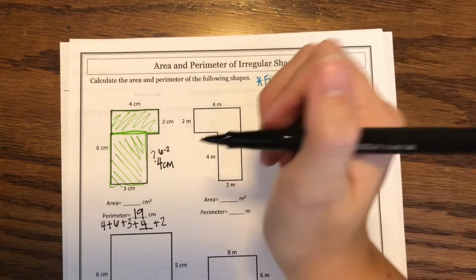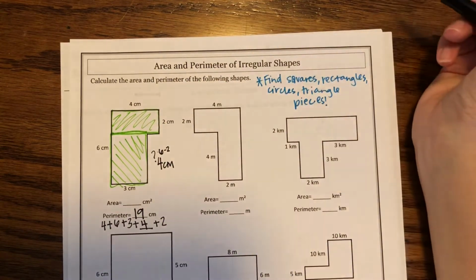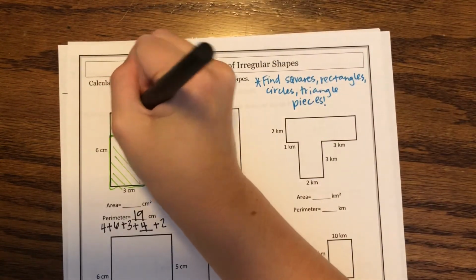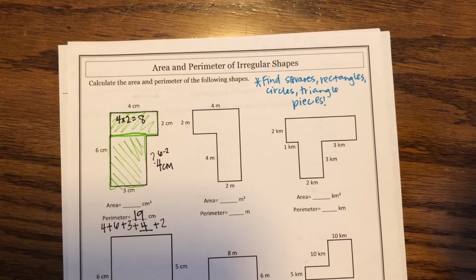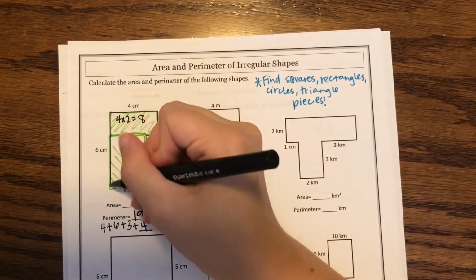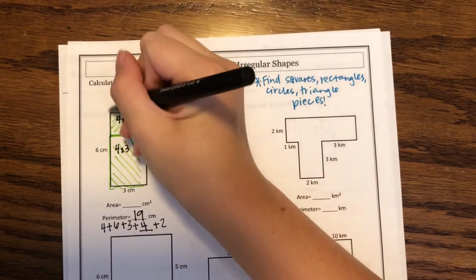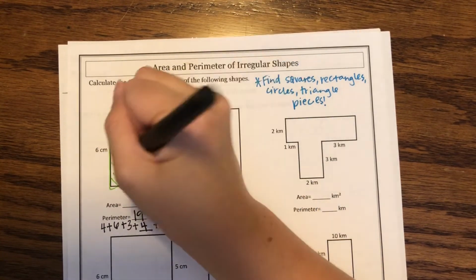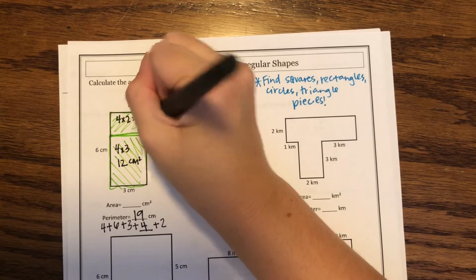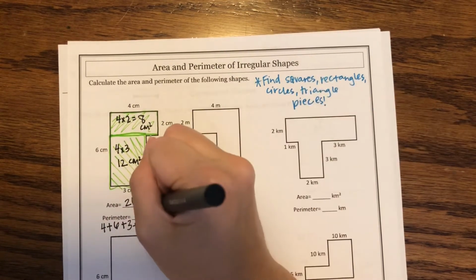Our area then, we're going to take this area of this rectangle and add it to this area. So the top one is 4 times 2, length times width, which equals 8. And then we have this smaller section that is actually 4 by 3. Remember we're not using this whole side, we're only using this side. So it's a 4 by 3, which means it is 12 centimeters squared. So our area is going to be 8 plus 12, or 20 centimeters squared.